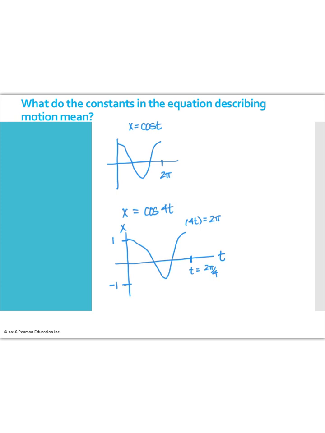So what am I getting at? Putting this value in here makes the function go through one oscillation faster. And so whatever the number is, like here it was 4, it went through the oscillation 4 times faster.